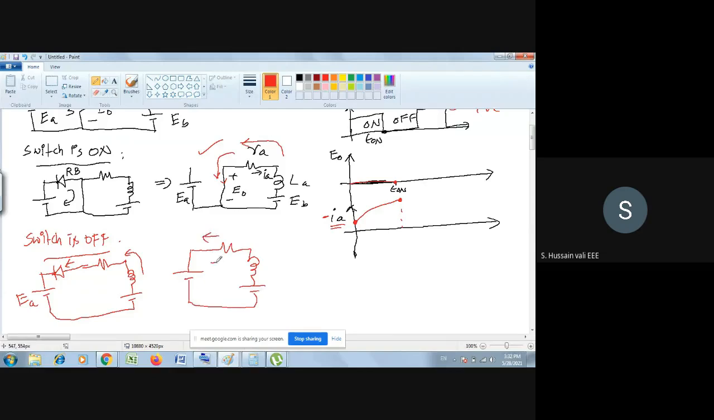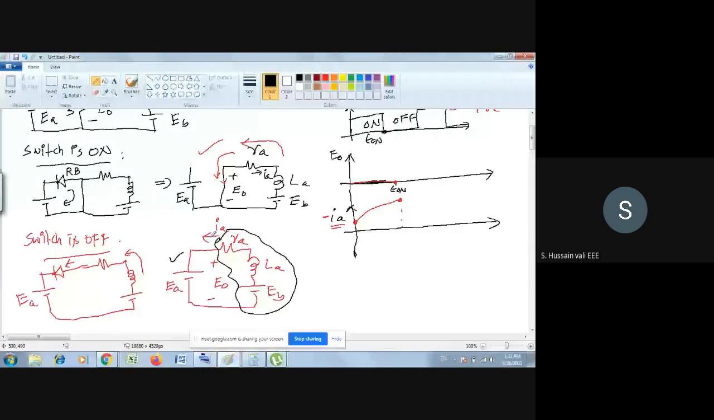What is E naught here now? E naught is nothing but EA, because the diode conducts this time. So this is RA, this is LA, this is EB. Now how is the current flowing? The current is flowing like this. Now you see what is happening here. This is the motor, and this motor is giving energy back to the source. That's the direction of the current IA. You see the direction of current IA is like this.